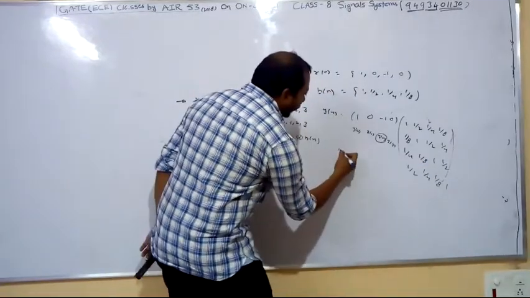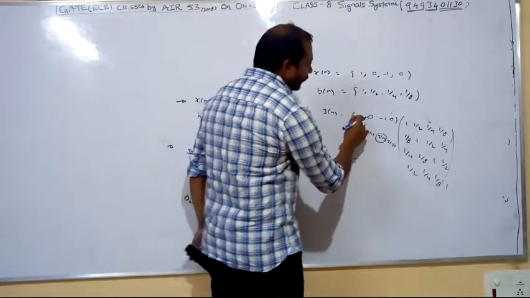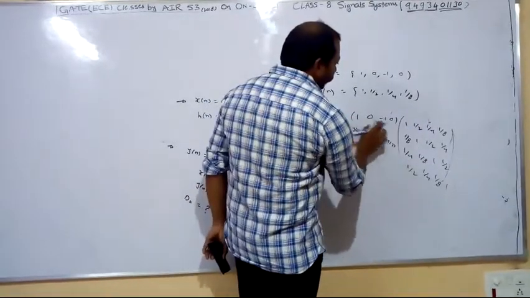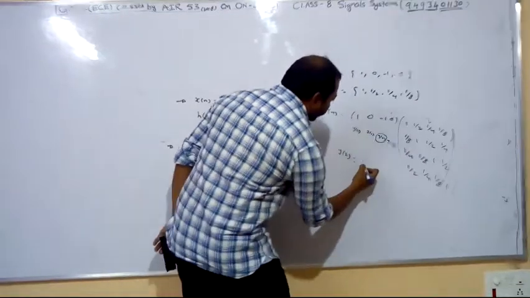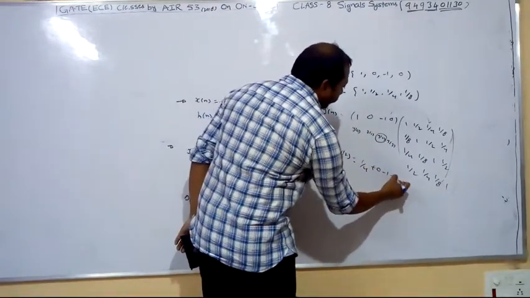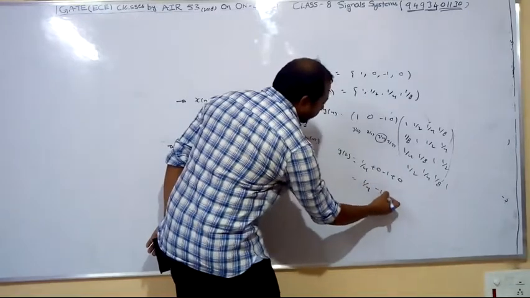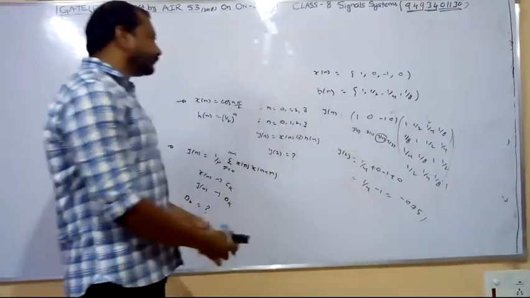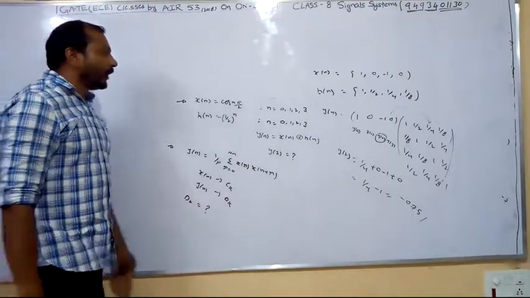The corresponding value y of 2 is equal to how much? 1 into 1 by 4, 0 into 1 by 2, minus 1 into 1 by 4, plus 0, minus 1, plus 0. This value is equal to 1 by 4 minus 1, which is equal to minus 0.75. This is the corresponding y of 2 value.